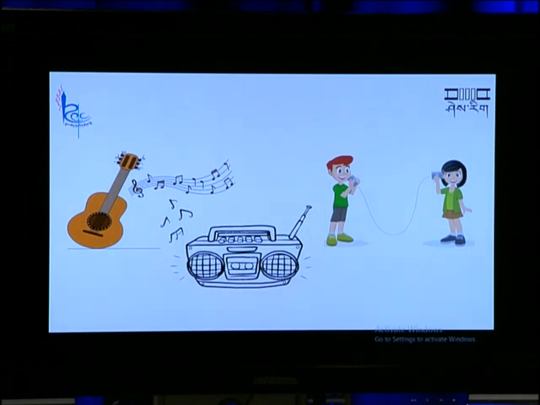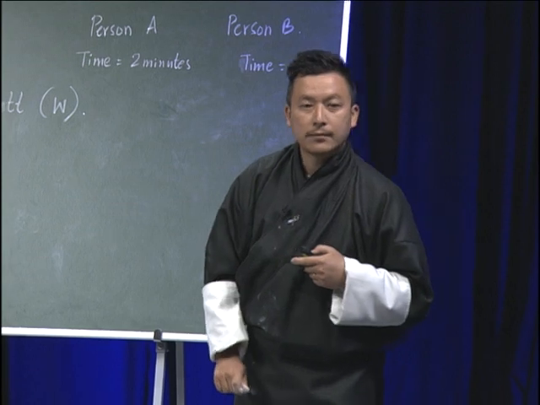Now what do you see here? You can see a guitar there, two persons trying to converse. You can also see a music player there. Now, what kind of energy is this? This is the sound energy here. The very reason how you are able to listen to me and listen to my lesson right now is because of this sound energy there.